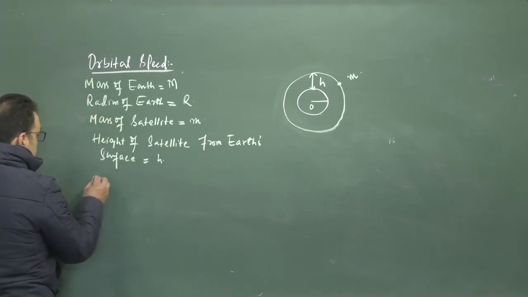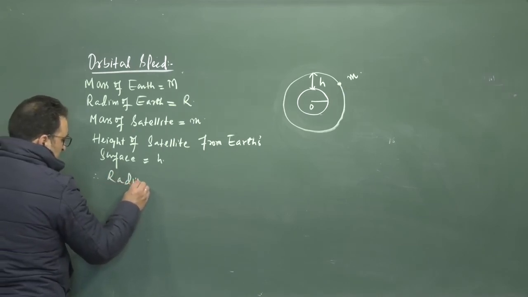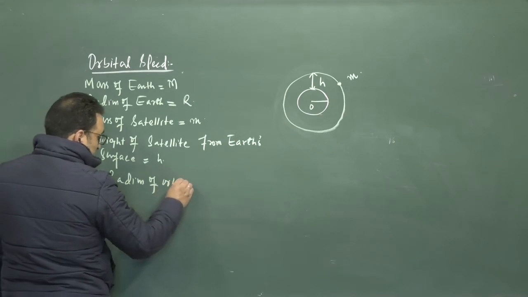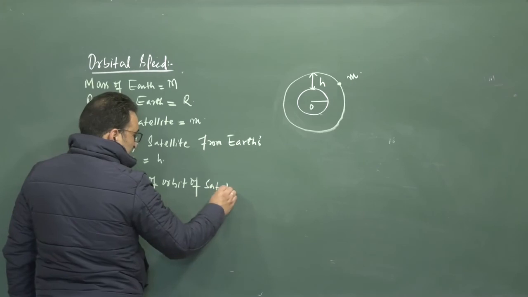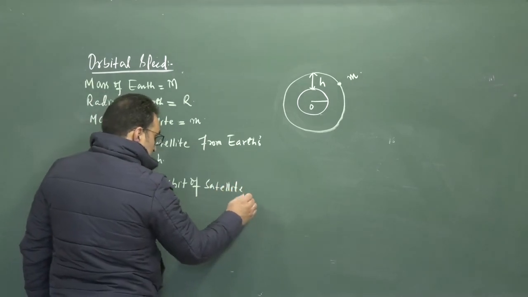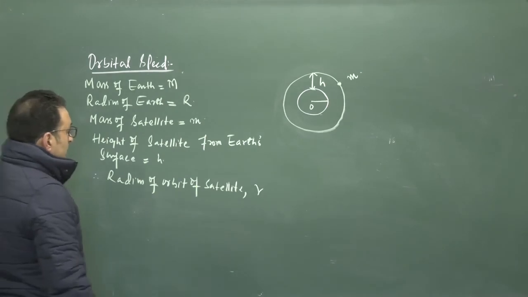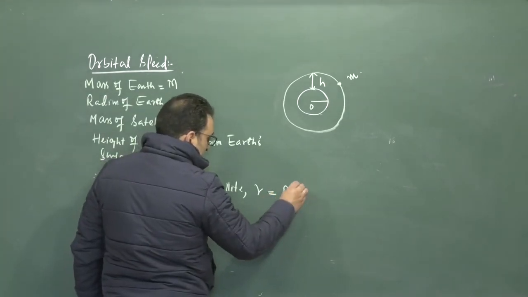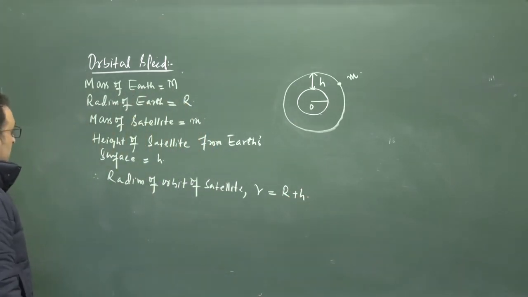Therefore, the radius of the orbit of the satellite, let me represent this with small r. Therefore, this small r can be written as capital R, the radius of Earth, plus h, the height of the satellite from above the Earth's surface.